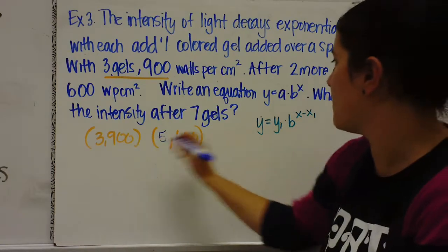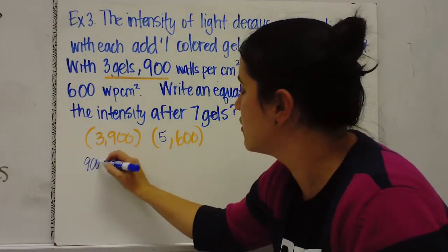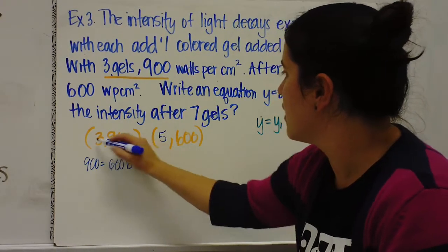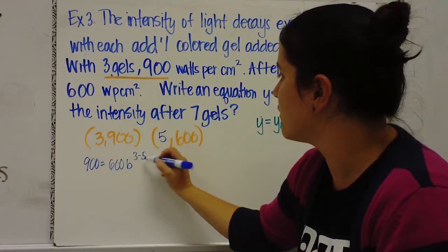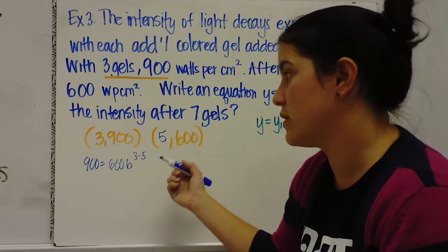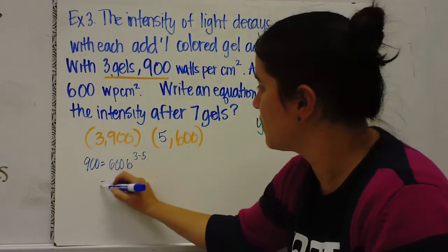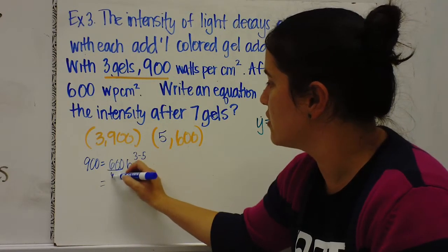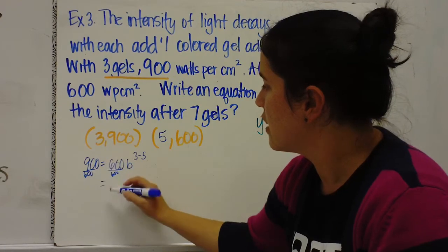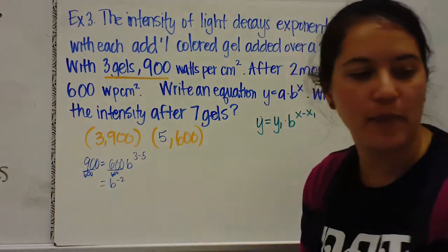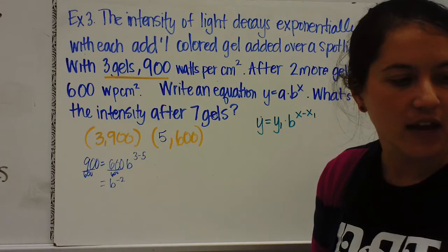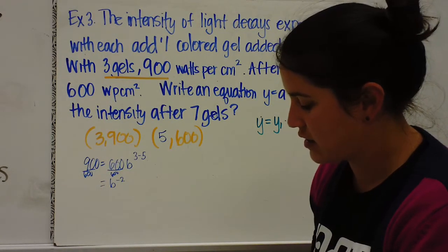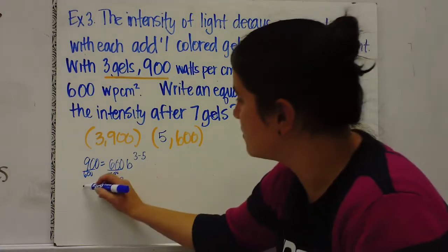So I'm going to set it up. Y, which would be 900, equals 600, B, and then 3 minus 5. 3 minus 5 is going to be negative 2. So I am going to divide by 600, and I get b to the negative half power. And 900 over 600, it's going to be a repeating decimal. Oh no, 1.5. Whoops.